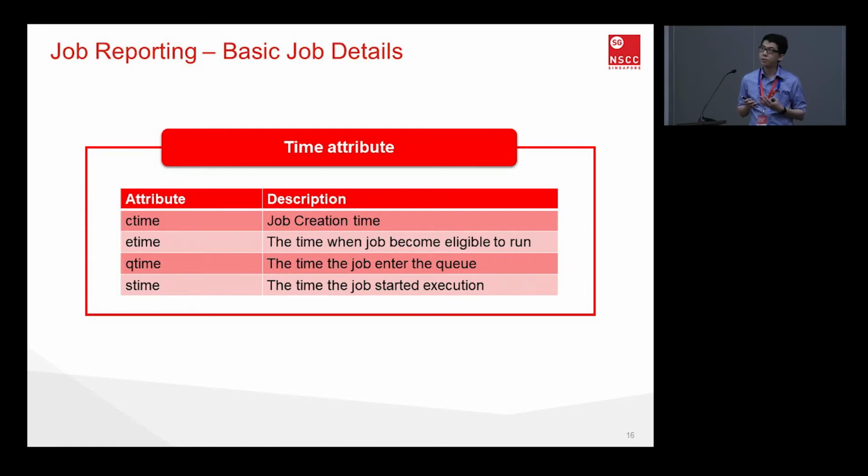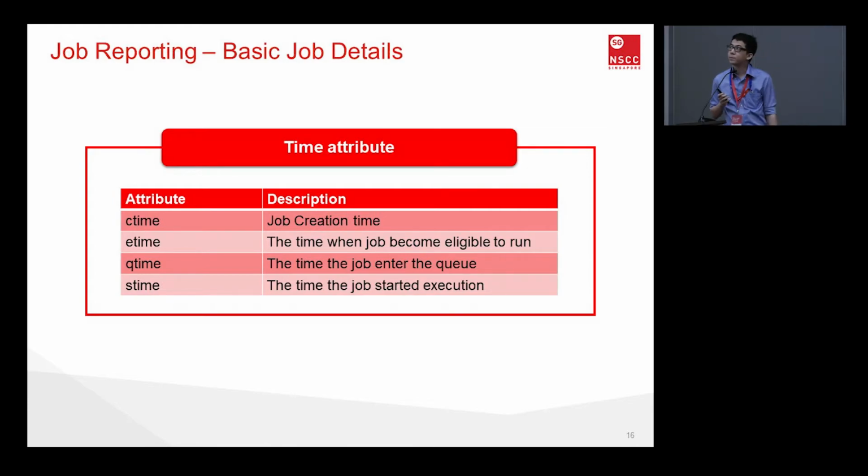Okay. Next. This is another piece of information that is kind of interesting. For each job, you have these time attributes. The C time describes the time that your job was created in the system. The E time is the time when the job is eligible to run. When I say eligible to run, it means your job has satisfied a few conditions: your job has requested resources that can be fulfilled by the system, and if you are running under a project, then your project must have enough allocation to run the jobs. The queue time is the time the job entered the queue, and the S time is the time the job started execution.